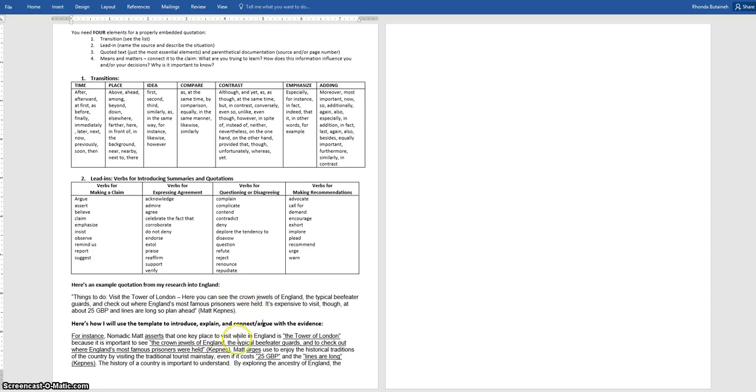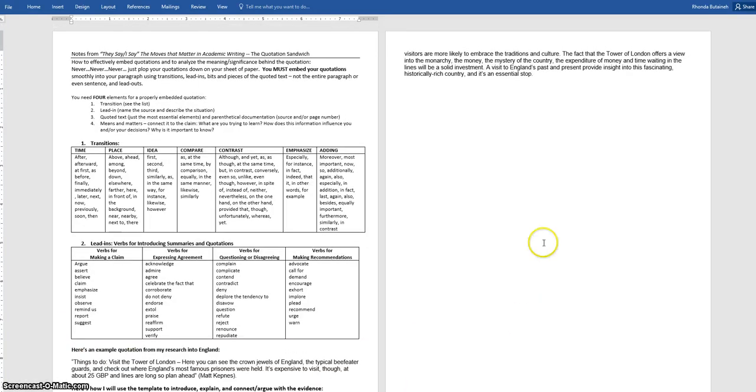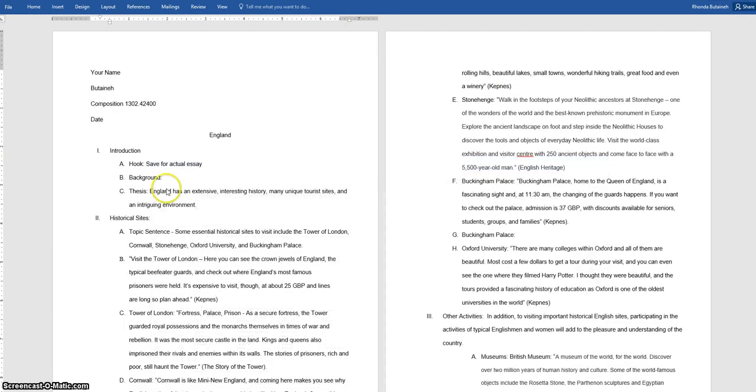I'm also going to add a little bit more. Matt urges us to enjoy the historical traditions of the country by visiting the traditional tourist mainstay, even if it costs £25 and the lines are long. And so I have that embedded nicely, and then I have my citation at the end. Now I also explain it and I talk about it. Okay, so the easiest way to do this is basically what I would suggest. It's one way. You can do it however you wish.